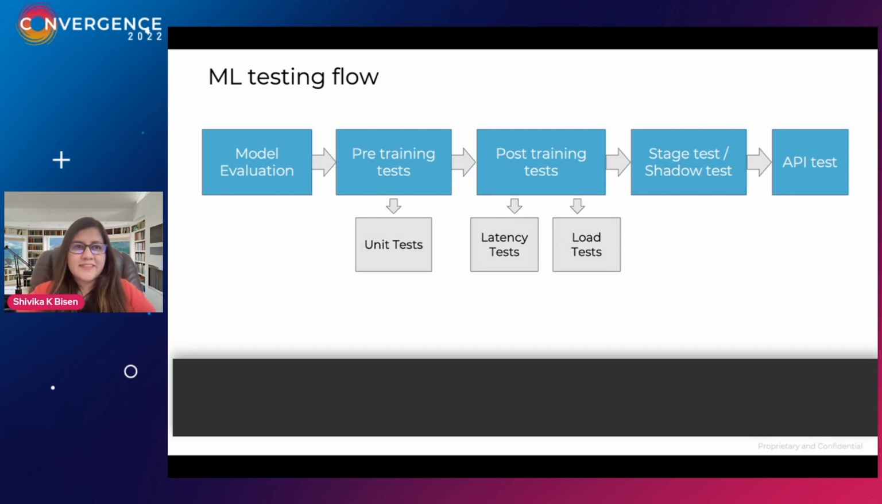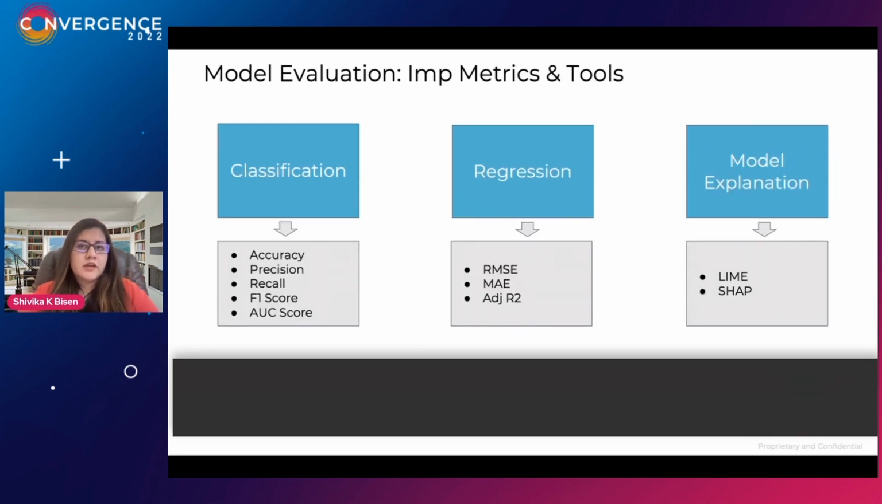So that's the whole flow that at least we follow for our testing. Coming on to the first leg of the whole flow, which was the model evaluation, right? So the first question in this stage is to decide on the metric. We have some common problems in business that we usually deal with, and each of those problem types has its specific metric that works well for that type of problem.